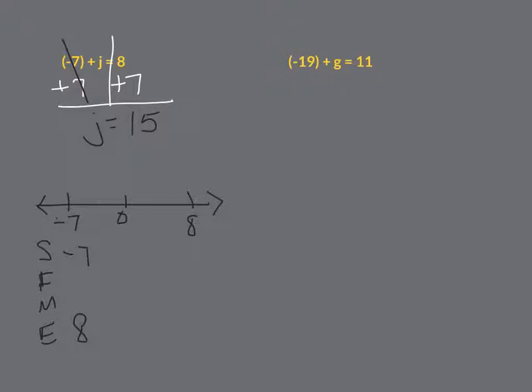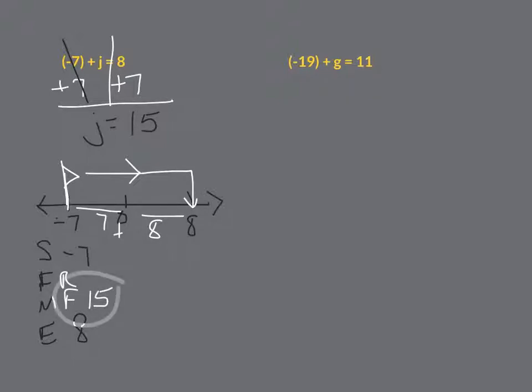I'm going to start at negative 7. I'm adding, so I'm going to face to the right. I'm going to move towards the 8, which is in this case forward. I'm moving forward. How far? Well, from 7 to 0 is 7. From 0 to 8 is 8. And 7 plus 8, of course, is 15. And that gives me my answer, which in this case is positive 15, which again we found up top.